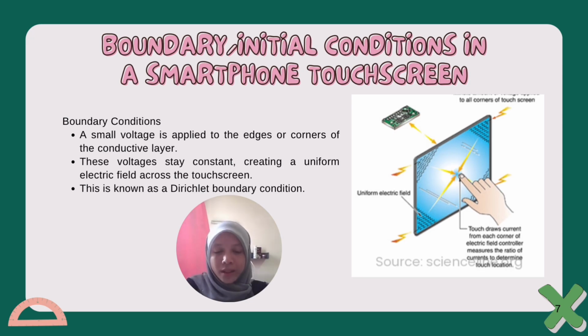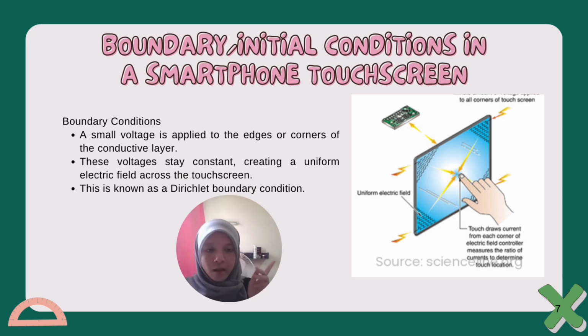Next I will proceed with the next section, which is boundary and initial conditions in a smartphone touchscreen. As you can see, this might look like a normal smartphone, but inside the screen there's a thin layer that senses where I touch, and that's possible because of something called electrostatic potential, which is described by a partial differential equation, or PDE. Now let me show you how this works using a visual.